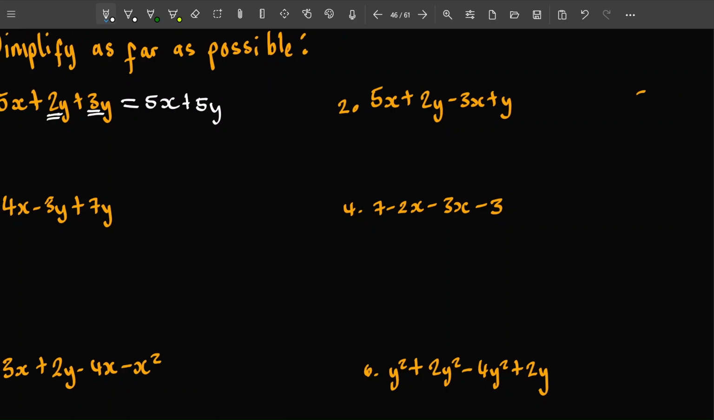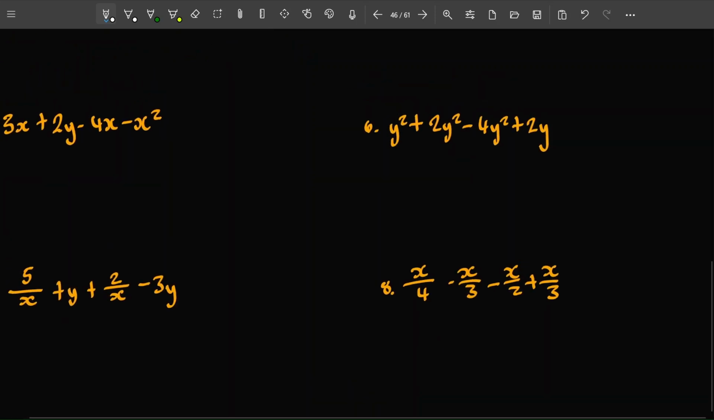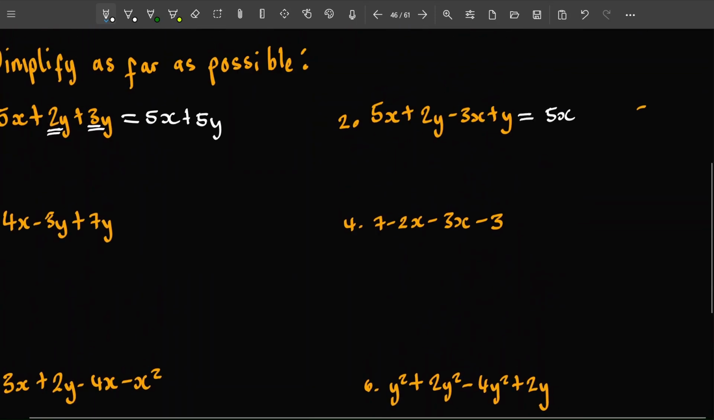5x plus 2y minus 3x plus y. What is this equal to? Well, first thing we do when we're simplifying is to try and group like terms. So I'm going to say 5x, and then I'm going to take this negative 3x. I put it close to 5x, so it's going to be minus 3x. Remember, it's a minus 3x. Okay? We're no longer in primary school. We're in high school. We have negative numbers now.